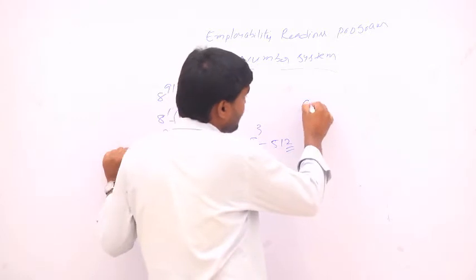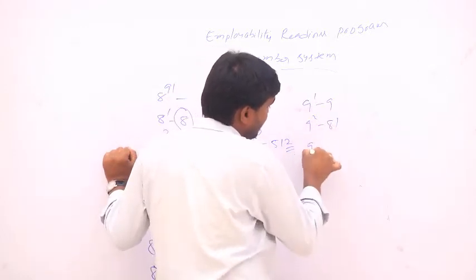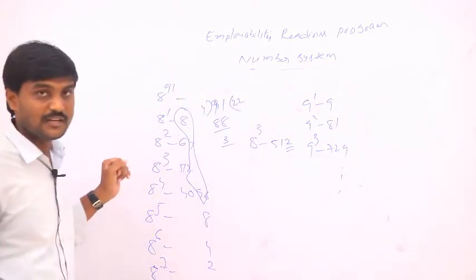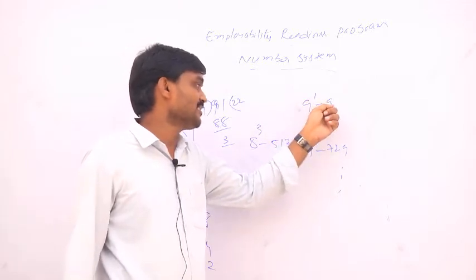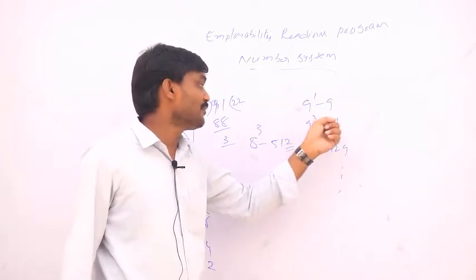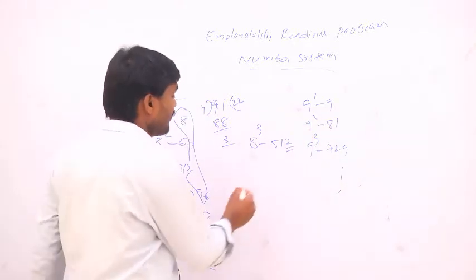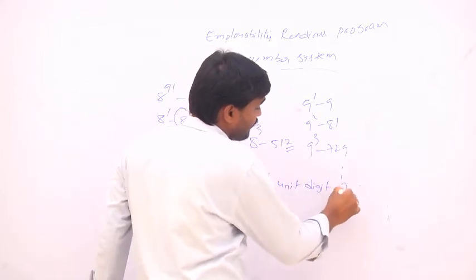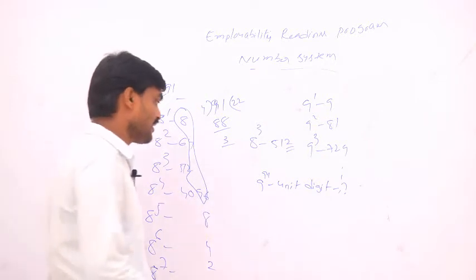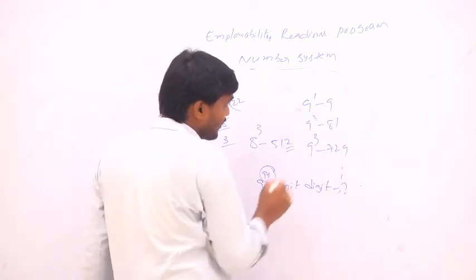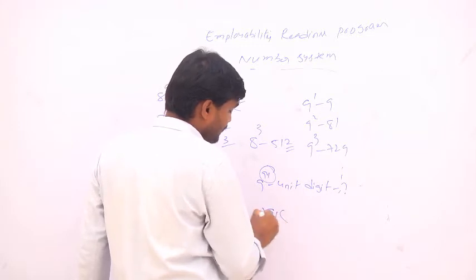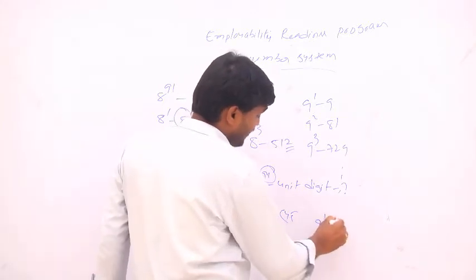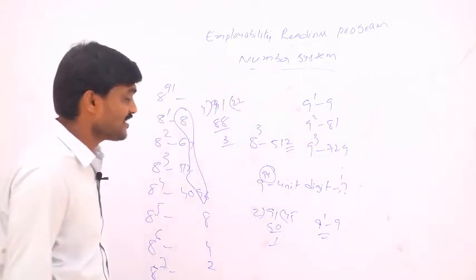Then next, 9 power 1 is 9, 9 square 81, 9 cube 729 and so on. So 2 elements are repeated. 9 power odd number gives unit digit 9. 9 power even number gives unit digit 1. If you want the unit digit of 9 power 91, how many elements are repeated? 2 elements. 91 divided by 2, 2 times 45 is 90, so the remainder is 1. So 9 power 1 is 9. This is the unit digit.